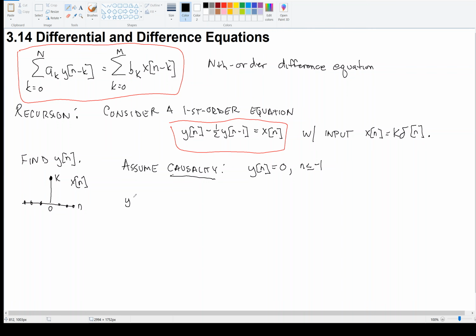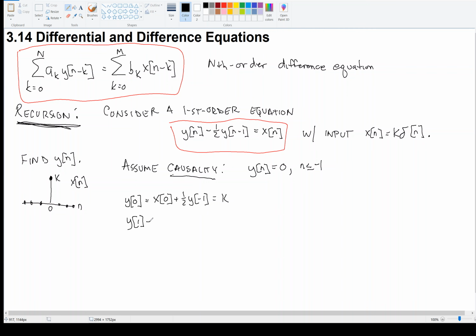Now, suppose, and here's the recursive part of this, suppose we want y of 0. Well, according to my difference equation, if I add this term over, y of 0 is x of 0 plus 1/2 y of negative 1. Well, x of 0, here's x of n, x of 0 is k. And then 1/2 y of negative 1, well, we assume causality, so y of negative 1 is 0. So y of 0 is k. Okay, good. Notice we used a previous sample to calculate the current sample. We used y of negative 1 to calculate y of 0.